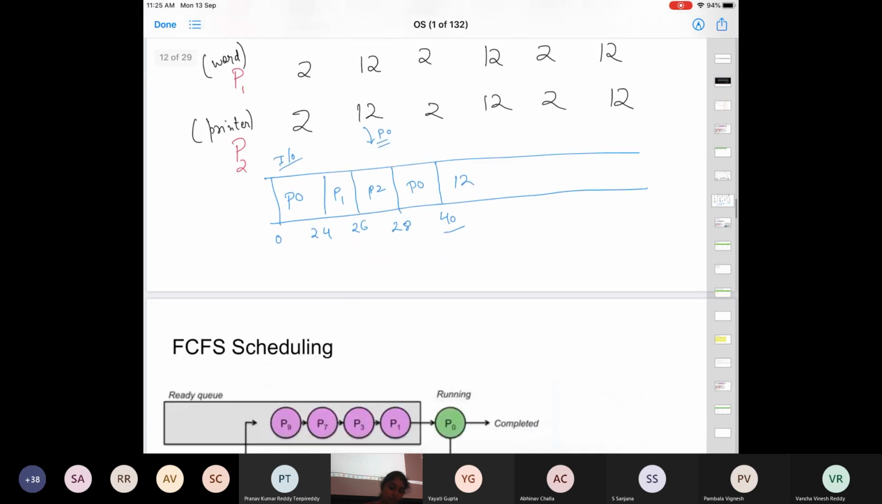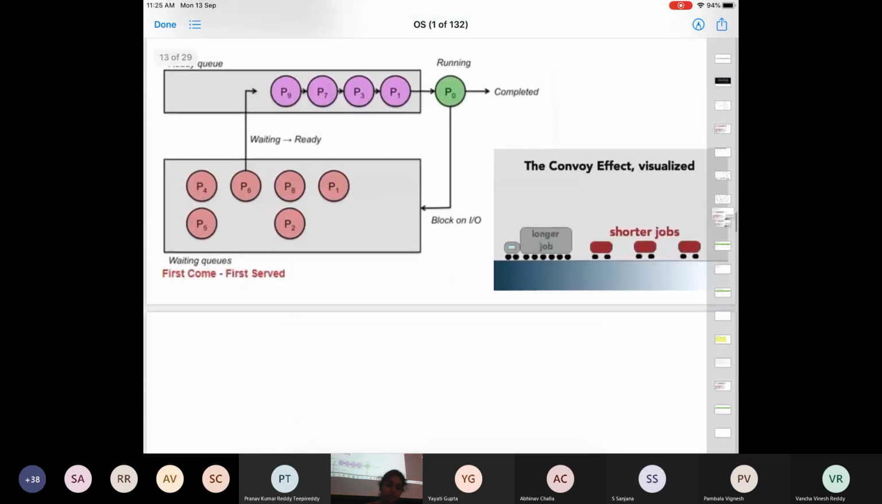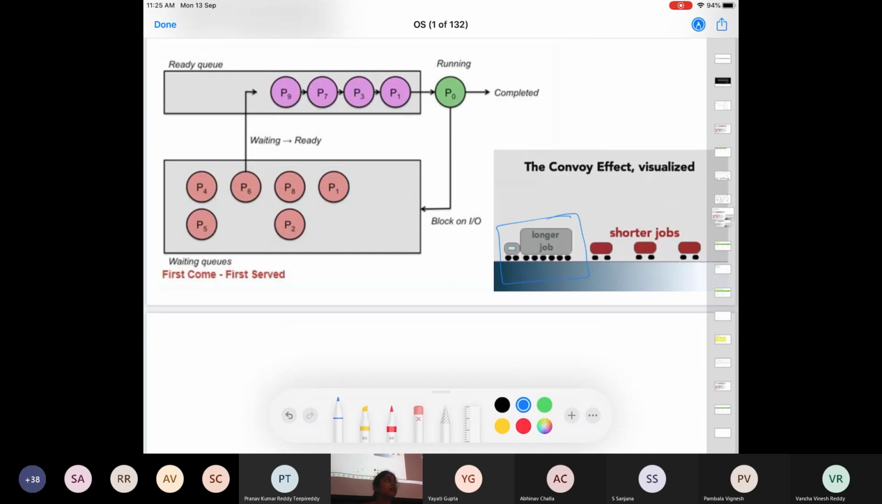If you imagine this situation, it becomes something like this, right? This is a longer job here, this is P0 in our case. It keeps sitting on the CPU all the time and it is blocking all these small processes which require CPU for a small time. This effect is known as the convoy effect. It brings the utilization of input-output devices down, and it also increases the waiting time of these small processes. So that is one problem with your first come first serve algorithm.